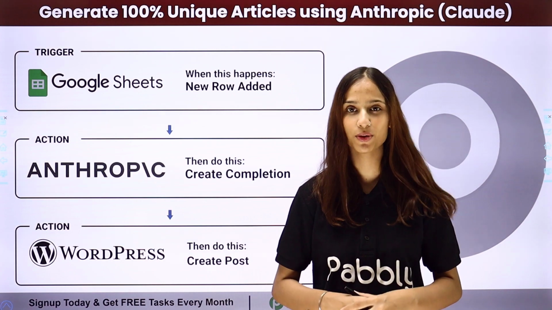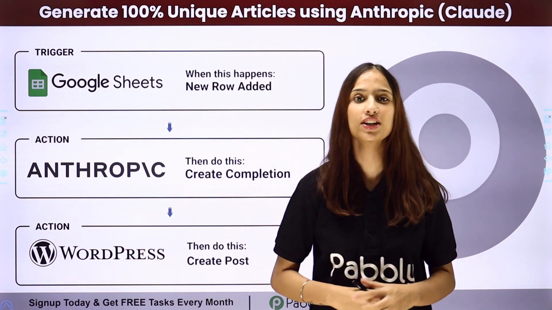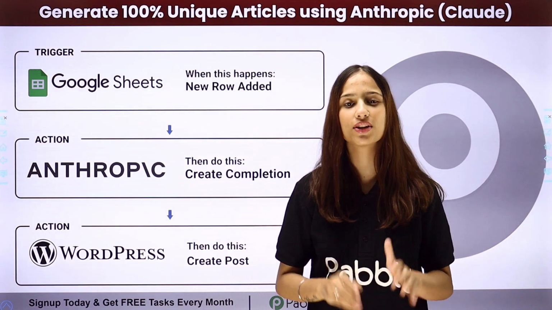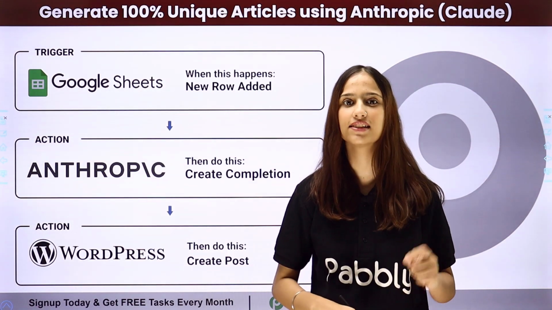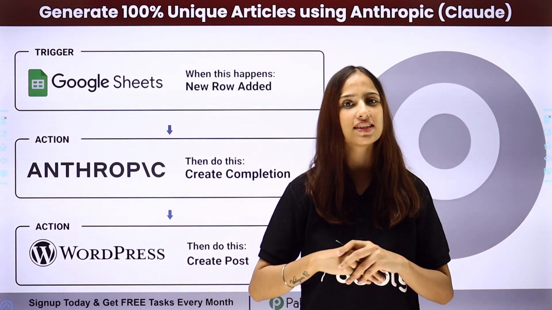In this example, I'm going to tell you how to generate 100% unique articles using Anthropic Claude. Here by using Anthropic Claude, you can generate 100% unique articles just in seconds, and then you can create it as a post for your WordPress account as well.